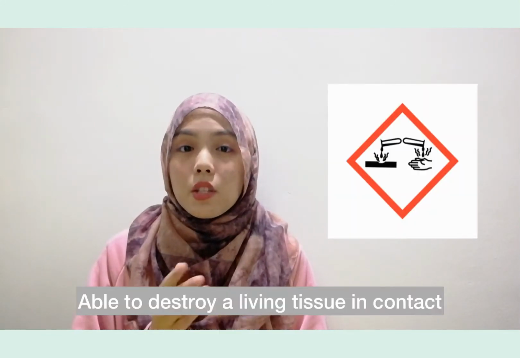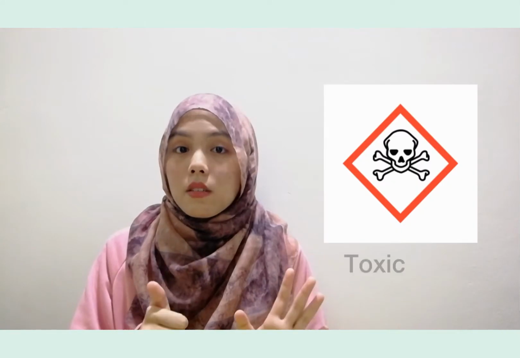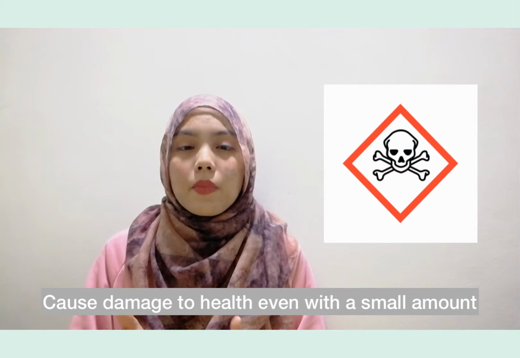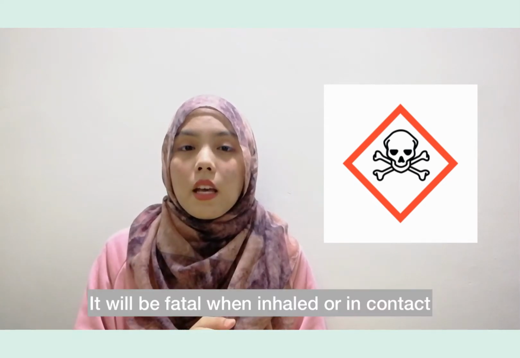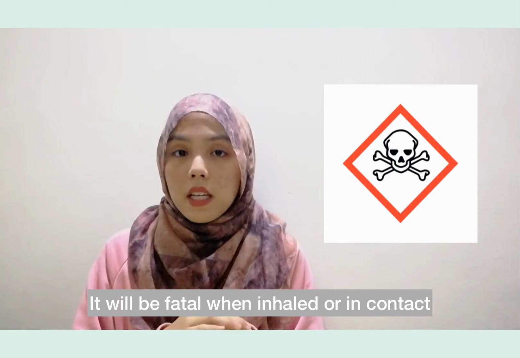5. Corrosive, which is the chemicals that can destroy living tissue on contact. It also can cause skin burns and eye damage. For example, hydrochloric acid, HCl, as it is a strong acid. 6. Toxic, which is the chemicals that at a very low level can cause damage to health. It also can be fatal and can be very toxic if swallowed, inhaled, and when in contact with skin. For example, mercury. That's why we need to be extra careful when we are handling mercury in our experiment.